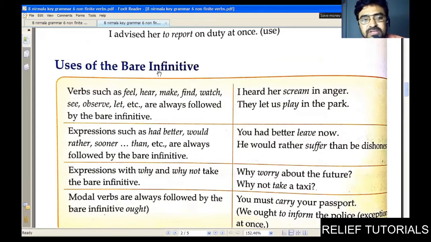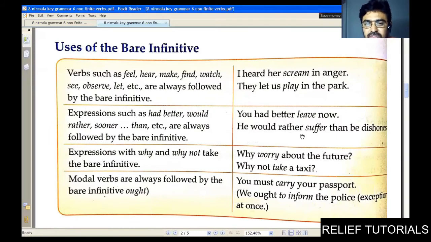Then the expressions such as had better, would rather, sooner than are always followed by bare infinitive. You had better leave now. So here it is better to leave, now it is better leave. So it's a bare infinitive. He would rather suffer than be dishonest. Not he would rather to suffer, but he would rather suffer. So this is a modal auxiliary, and modal auxiliary is always followed by bare infinitive. You will also see this in the next grammar chapter.